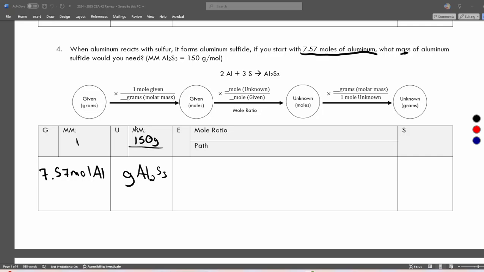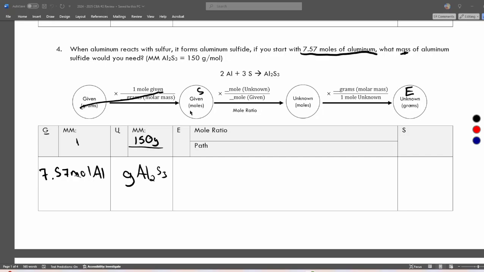We always start on the left side. Where's our given? Our given is in moles. So we're going to start right here. That means we don't do this step. And then our unknown is in grams. That says unknown moles. That says unknown grams. So here we're going to end here.